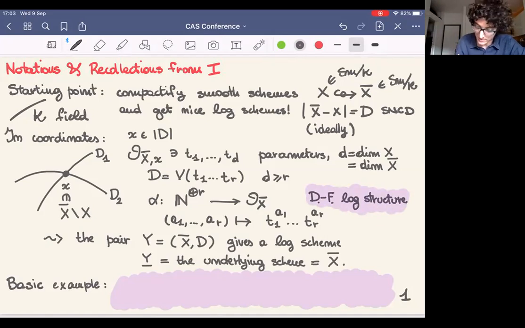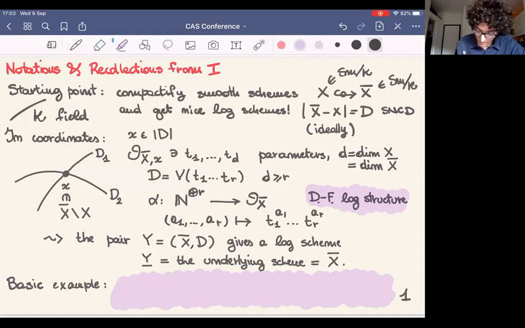For example, I could have done something silly. Instead of N^R, where R is the number of components of my divisor, I could have taken just N, and instead of sending (a1, ..., aR) to this product, I could just send a to T1^a ... TR^a. This would be a different log structure, and that's not the log structure that we want to consider. We really consider all the components separately.